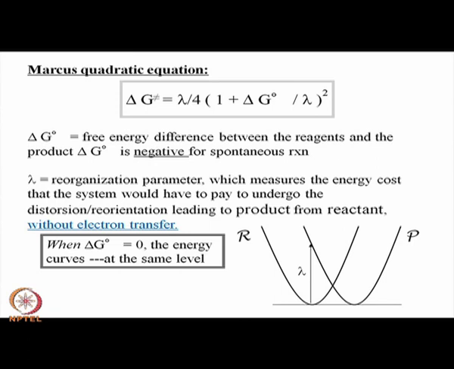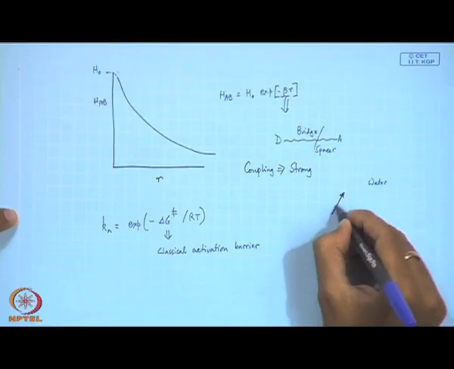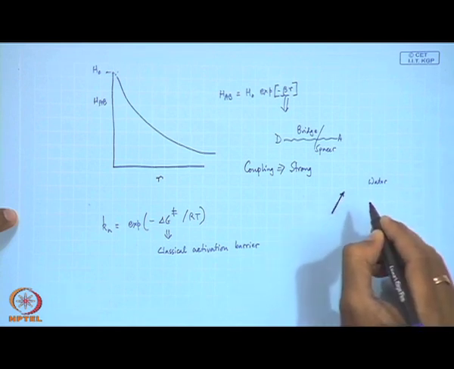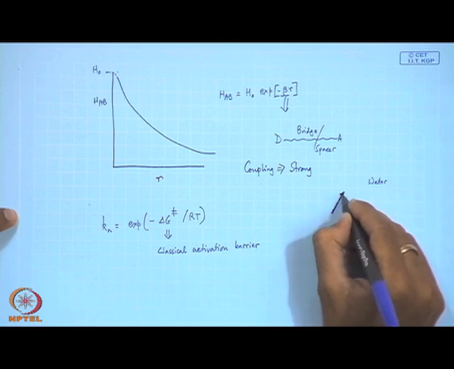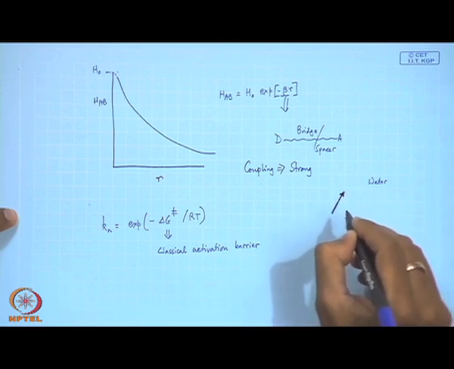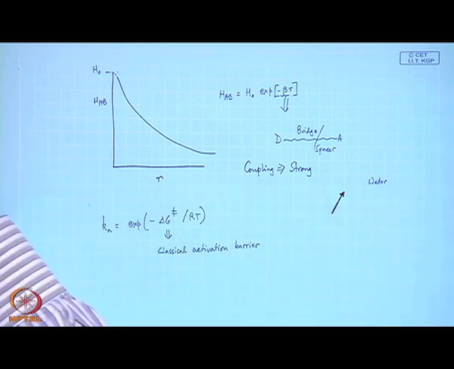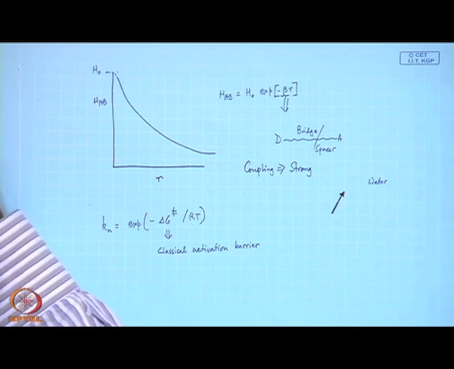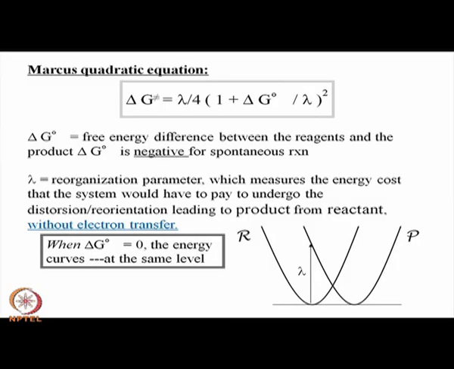So suppose this is your product, where initially there was no dipole, but suddenly the dipole is created. In order to stabilize this dipole, these water molecules should reorient, and some energy term is involved. Of course, this lambda, this reorganization parameter, corresponds to the case when there is no electron transfer. Okay, when delta G 0 equals 0, that means there is no difference in the energy curves for the reactant and product.